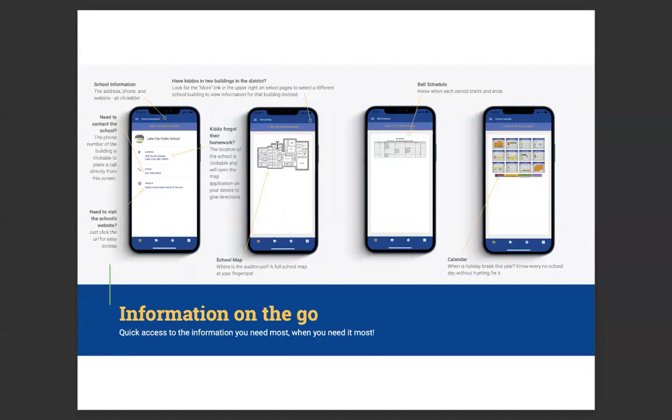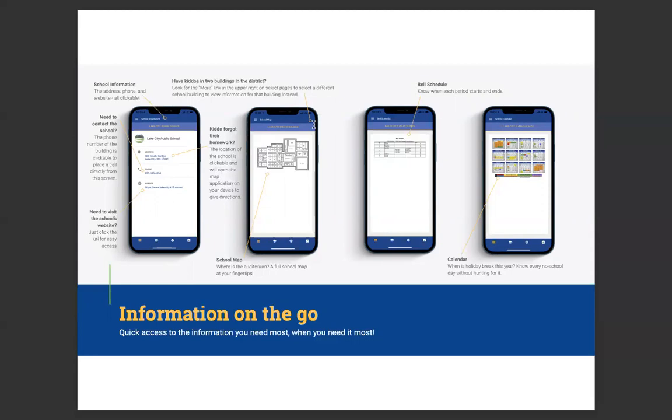All right, now you can look for the more link in the upper right corner of the select pages for a different school building to view information for that building. Now, in my demo here, I've got one K-12 building, but if you've got an elementary, middle school, and a high school, or a couple elementaries and a couple of middle schools and maybe one high school, that more item will be listed there to choose the different buildings that you want to see.